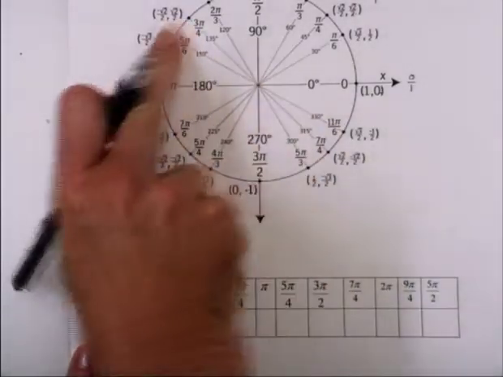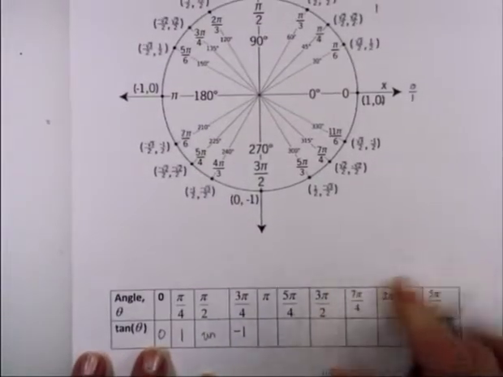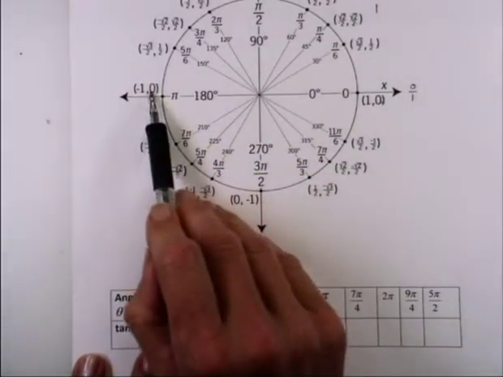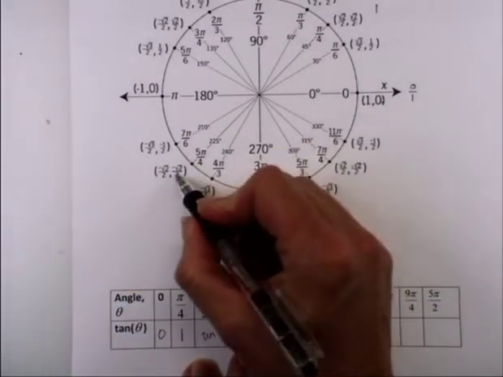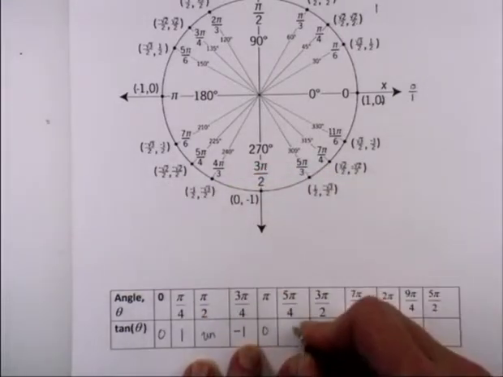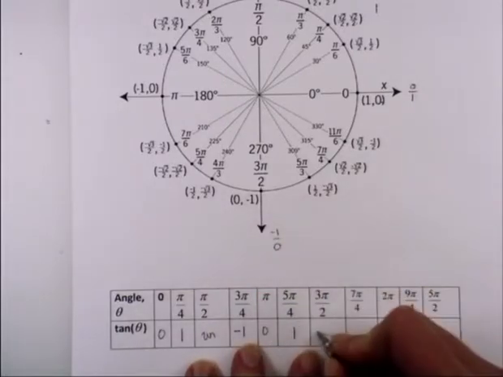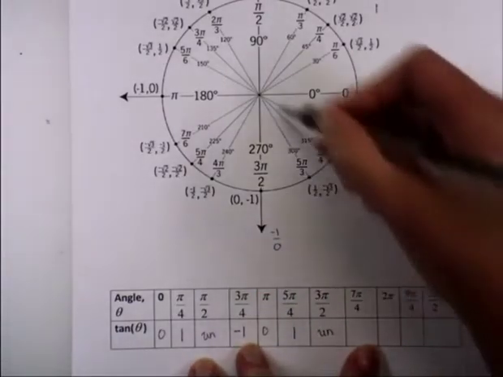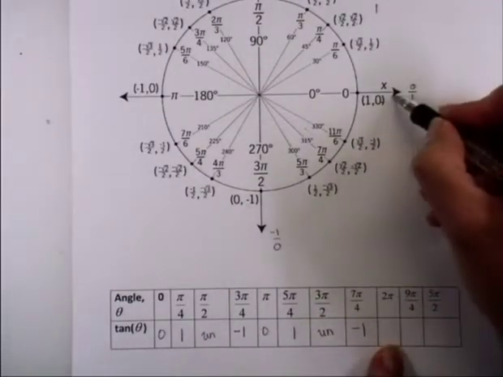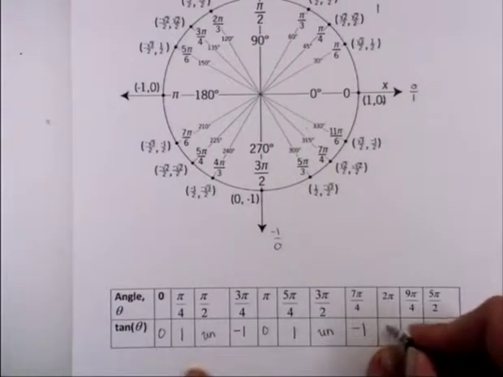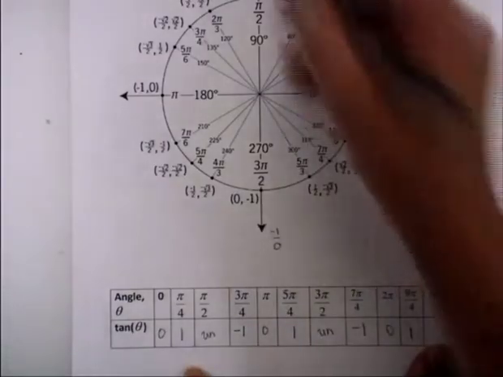3 pi over 4 is going to be same values, 1 is negative, so that's going to be negative 1. At pi, you've got 0 divided by negative 1, which of course is 0. 5 pi over 4, they're both negative, same value, so 1. Down here again, watch out, negative 1 over 0, which of course is undefined. 7 pi over 4, same values, just different signs, so negative 1. Back to 2 pi, 0 over 1, which is 0. And as we keep going, of course, these values are going to repeat.